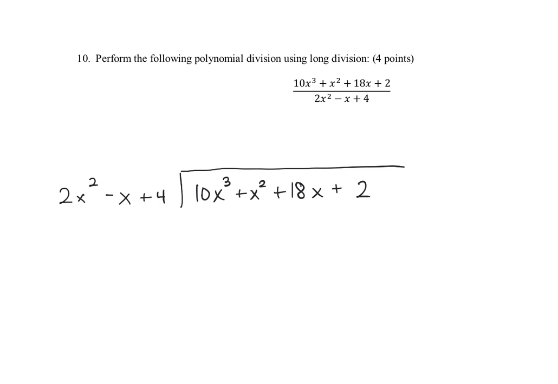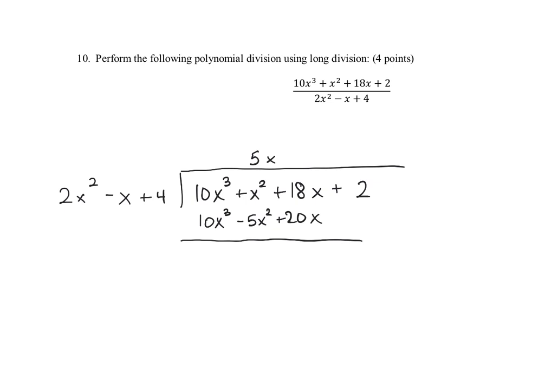And now we're just looking for the first term into the first term. So how many times does 2x squared go into 10x cubed? Or what value would I need to put here so that when I multiply it by 2x squared, I get 10x cubed? Because remember, you want these first terms to cancel. So if I multiply 2x squared by 5x, then 5x times 2x squared is 10x cubed. So 5x would be the term that goes up there, and then multiply the 5x to this whole polynomial, and that would give us 10x cubed minus 5x squared plus 20x.